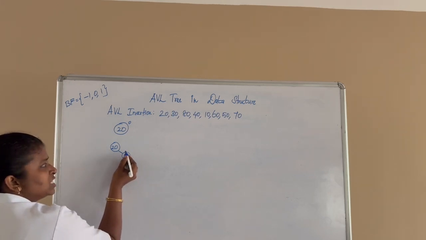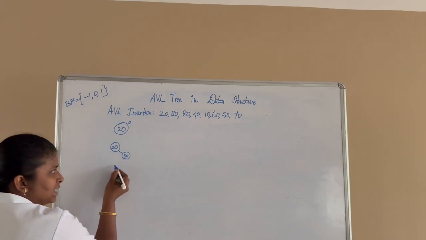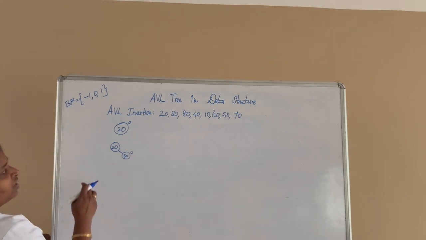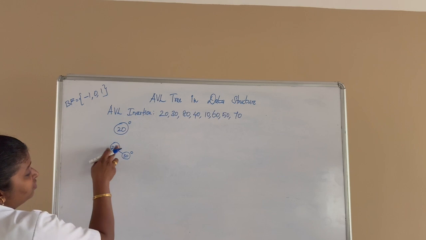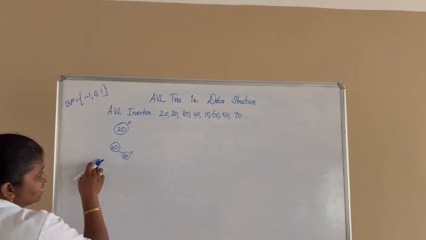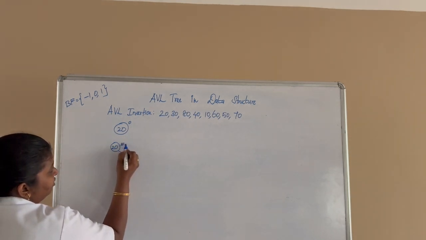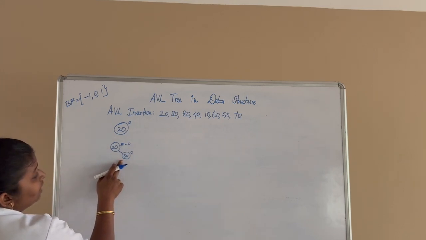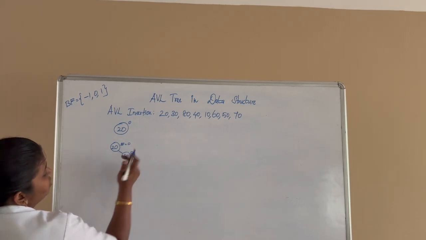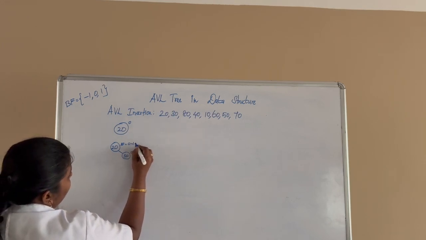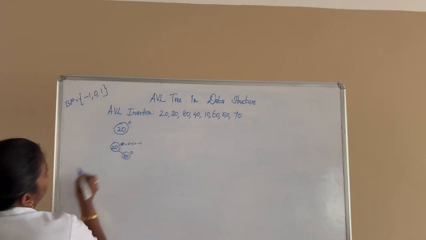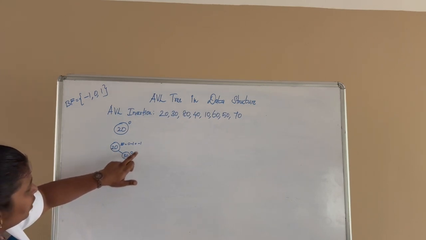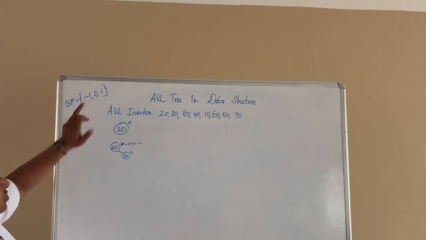So for this particular node 30, there is no left subtree, there is no right subtree, so the balance factor is 0. For checking the balance factor of the root node, there is no left subtree, so the height of the left subtree is 0 minus, we are having only one node, so the height of the right subtree is 1, which is equal to -1. So this tree is balanced because 0 and -1 are within the balance factor values.